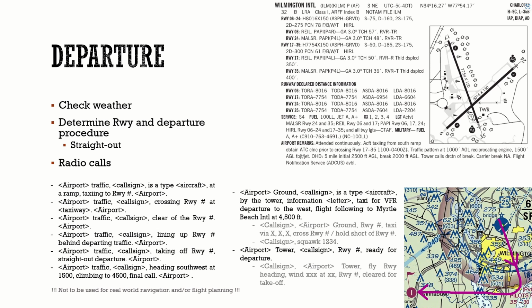Recently, they made changes to VATSIM requirements, and now it is not required to have the mode Charlie on when moving. It's required before entering the runway and taking off. We will be treating that as an uncontrolled field if no controller comes online, and in that case we do standard traffic calls like Wilmington traffic, November 123 Alpha Bravo, type Cessna 172, at the ramp, taxiing to runway 17, Wilmington. And then subsequent calls.